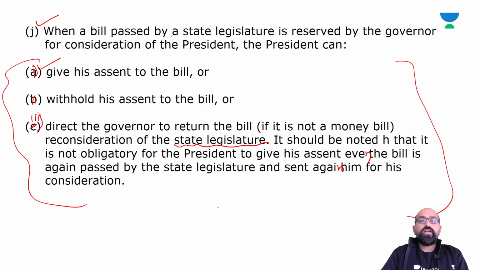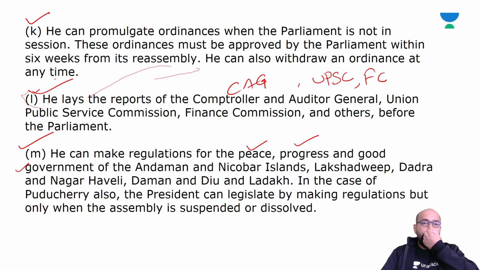In the case of state legislature, when a bill passed by the state legislature is reserved by the governor for the consideration of the president, the president can give his assent to the bill, or withhold his assent, or direct the governor to return the bill for reconsideration of the state legislature. Then he can promulgate ordinances when the parliament is not in session. The president also puts the reports of the Comptroller and Auditor General, Union Public Service Commission, Finance Commission and other bodies before the parliament.